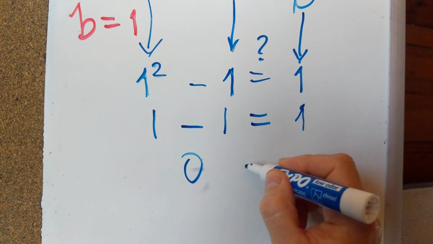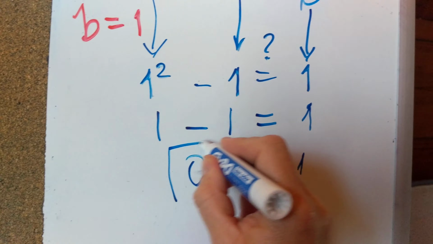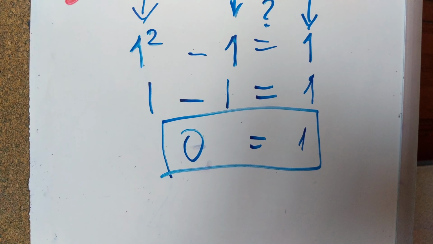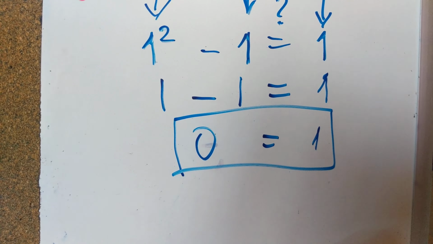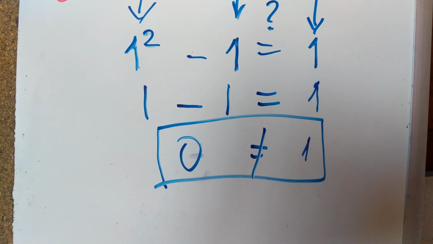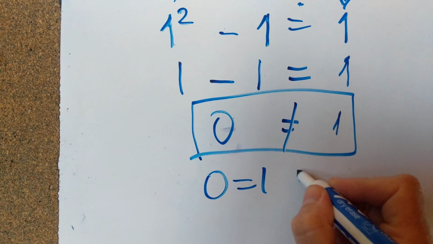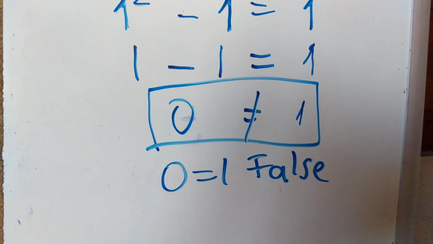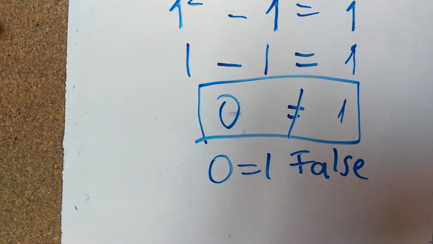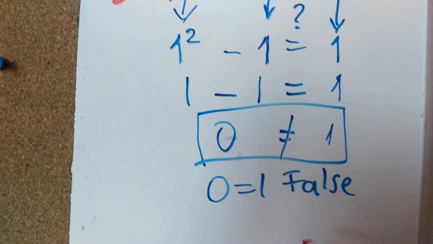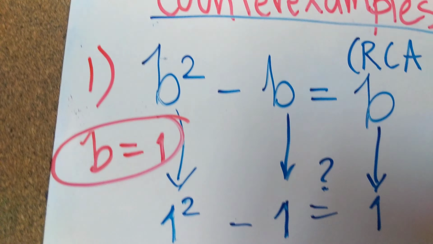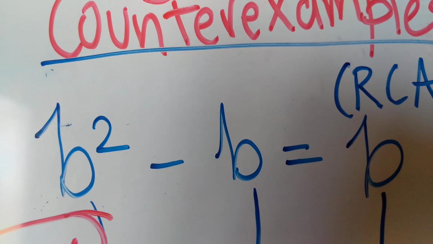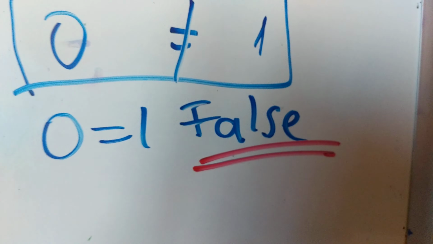Well, we just have 1 on the right side, so in the end, we have 0 equals 1. But we know that's not true. 0 is not equal to 1. 0 is different than 1. So, you see? 0 equals 1 is false, and that's what you wanted. You wanted to show a counterexample. So you proved that when b is equal to 1, that's a counterexample because this equation becomes false.